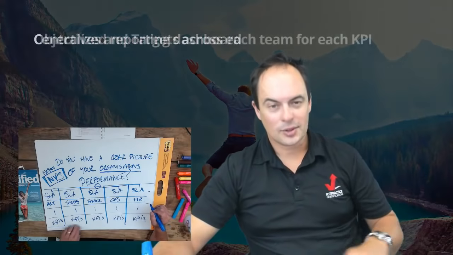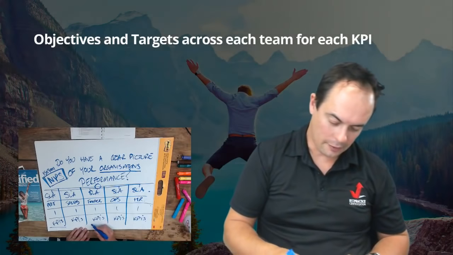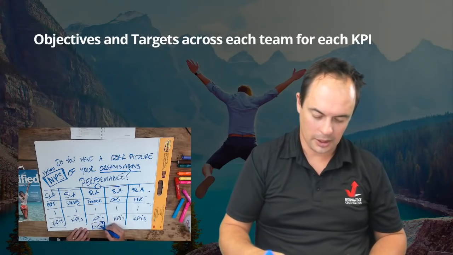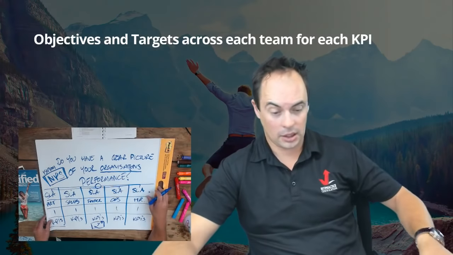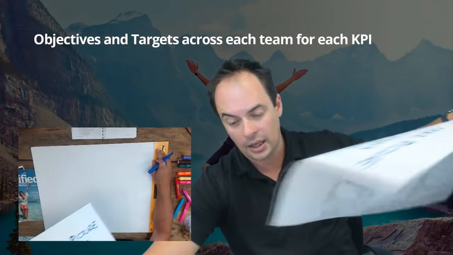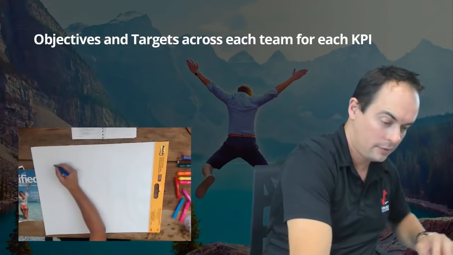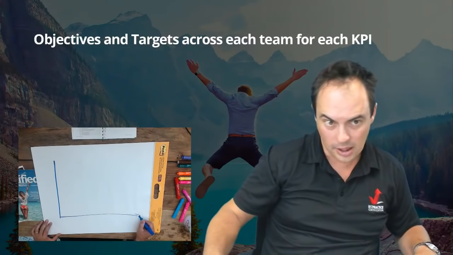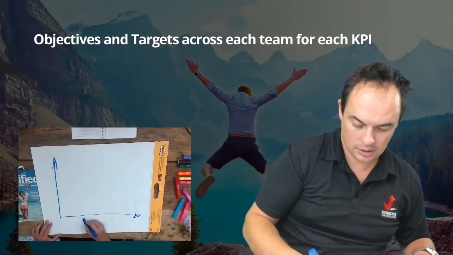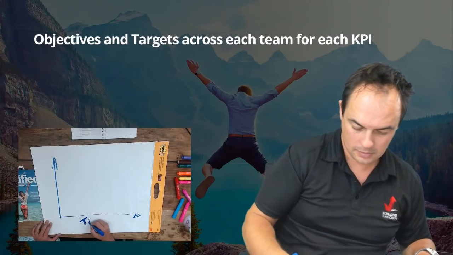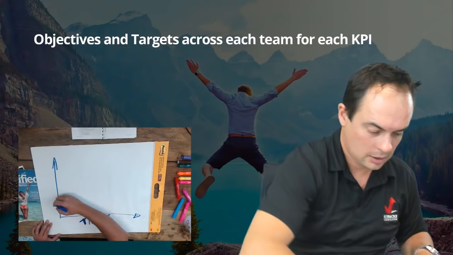Okay, objectives and targets, really simple. Do a graph. Where do you want to be? I want to be right there. That's where I want to be. Like, it's really simple. The more that you can graph, you know, performance over time. So this is our performance. This is time. And this is performance.